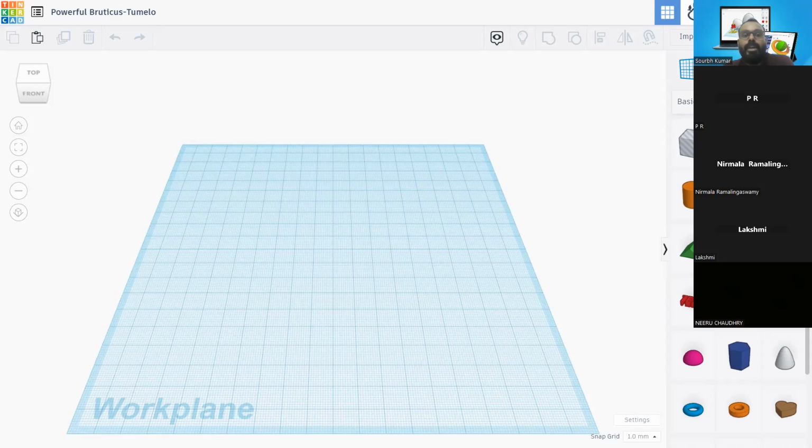In between, if anyone has any doubts related to design, circuitry, or programming, they can directly ping the group so that I can arrange a short session, like a 15 or 20-minute session, to clear their doubts.